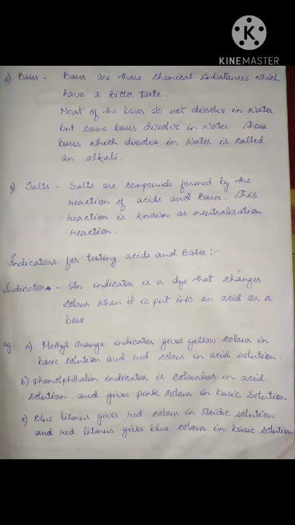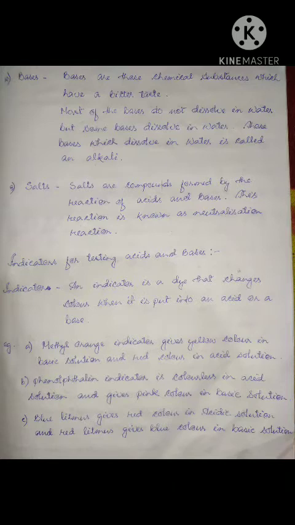Firstly, we have to define indicator. An indicator is a dye that changes color when it is put into an acid or a base. For example, methyl orange. Methyl orange indicator gives yellow color in basic solution and red color in acid solution.